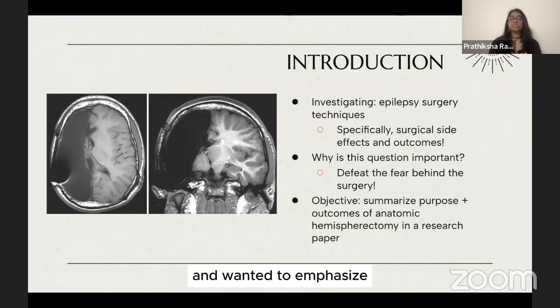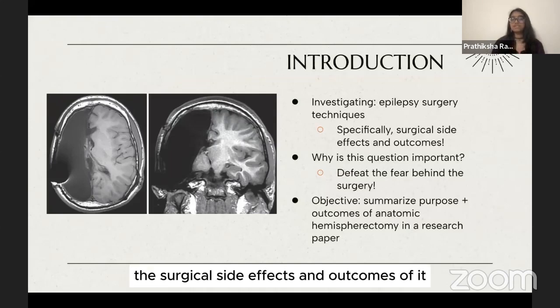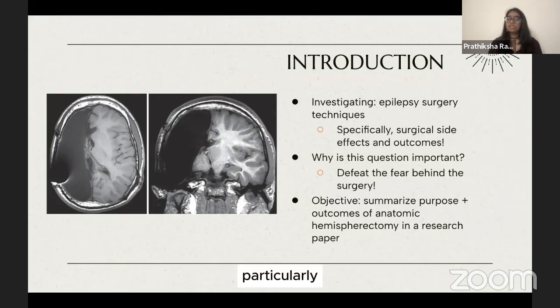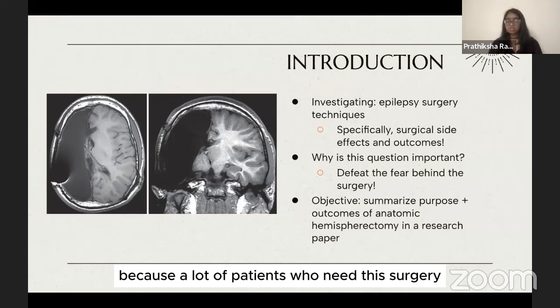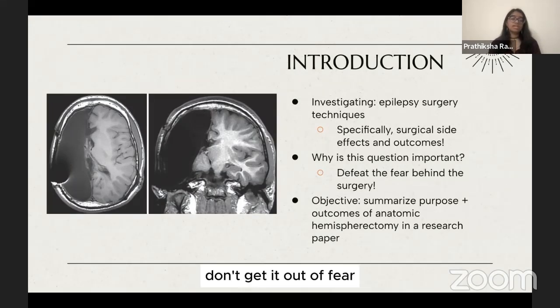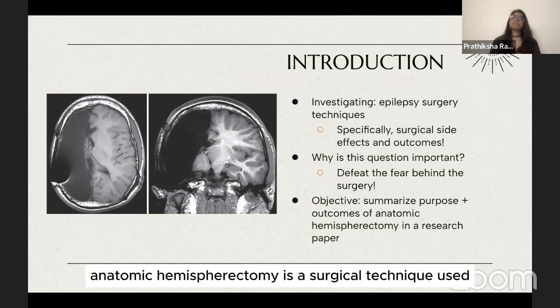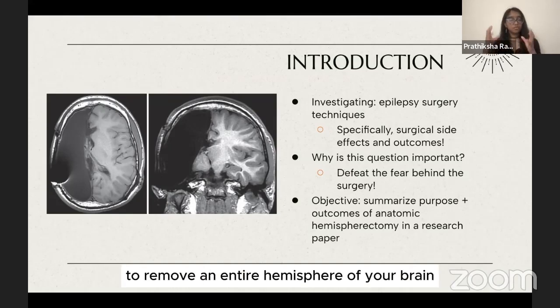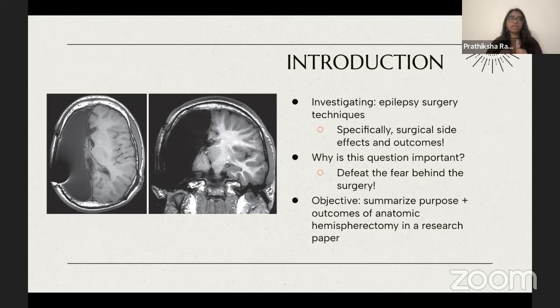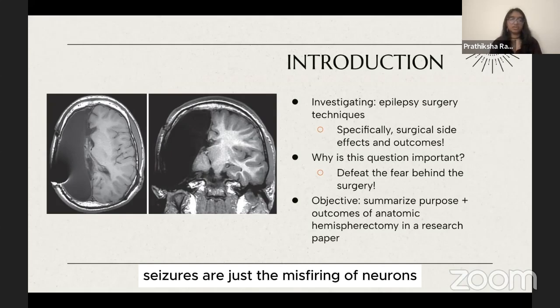In my paper, I wanted to emphasize the surgical side effects and outcomes of it, particularly because a lot of patients who need this surgery don't get it out of fear of the implications of what this surgery actually entails. So the anatomic hemispherectomy is a surgical technique used to remove an entire hemisphere of your brain, which is the hemisphere where the most neuronal activity occurs that leads to seizures. Seizures are just the misfiring of neurons.